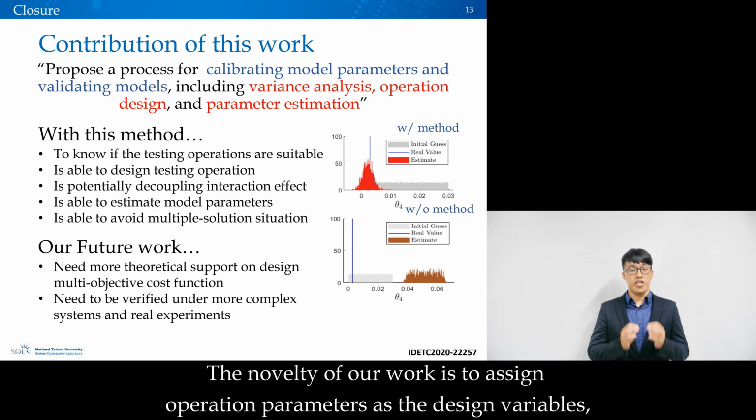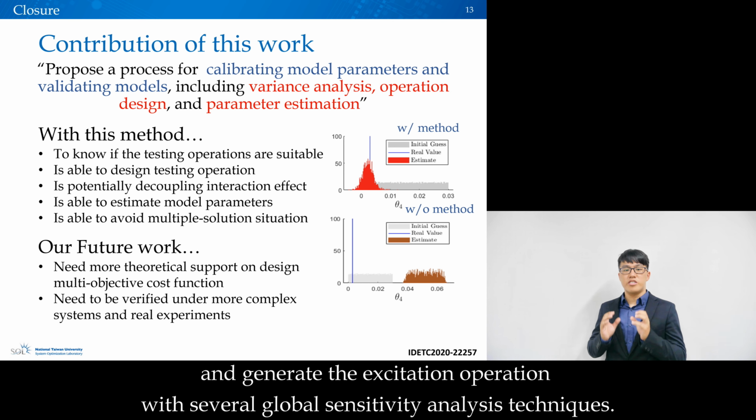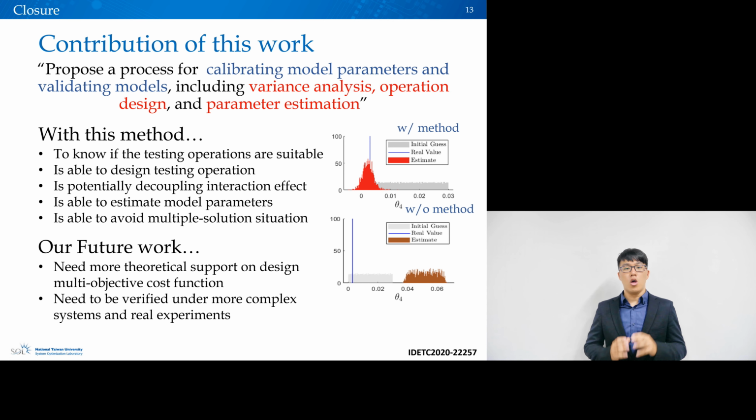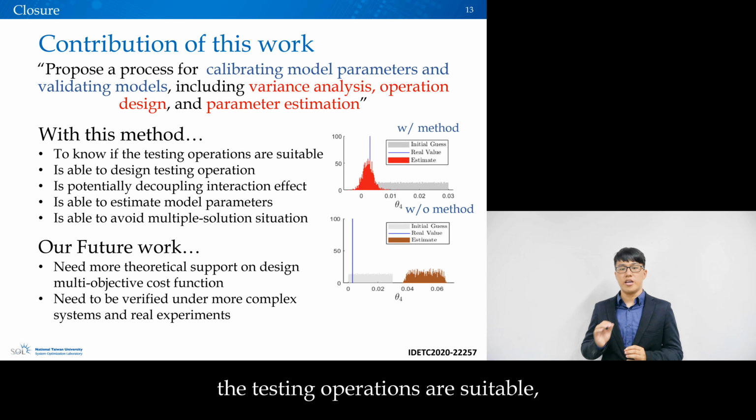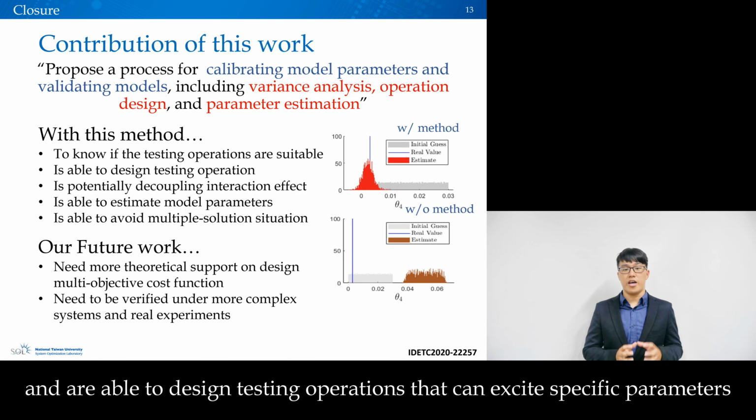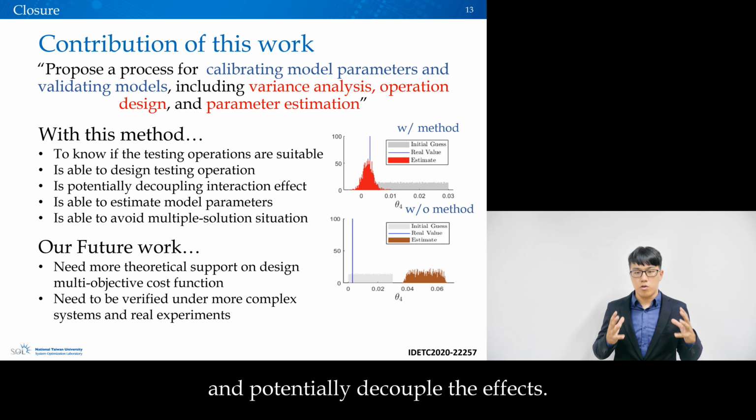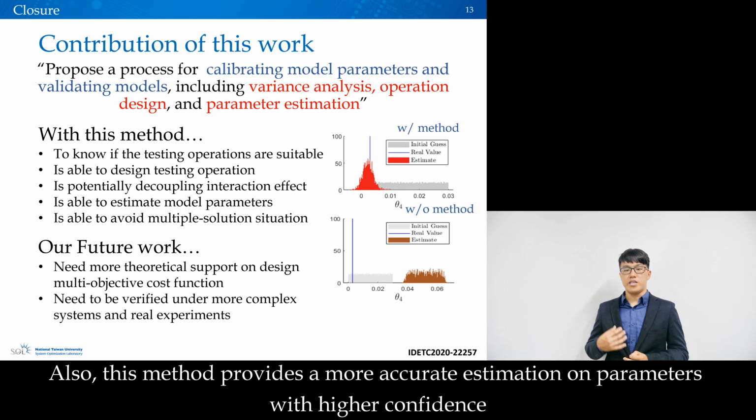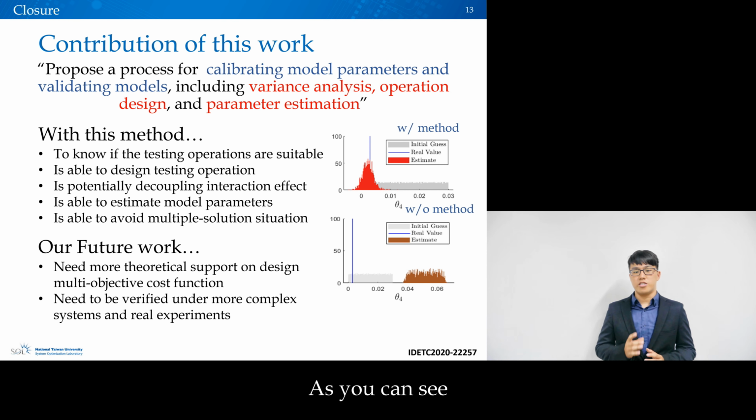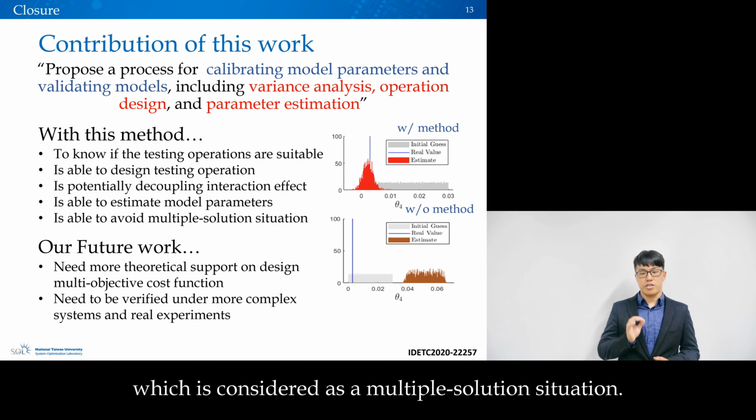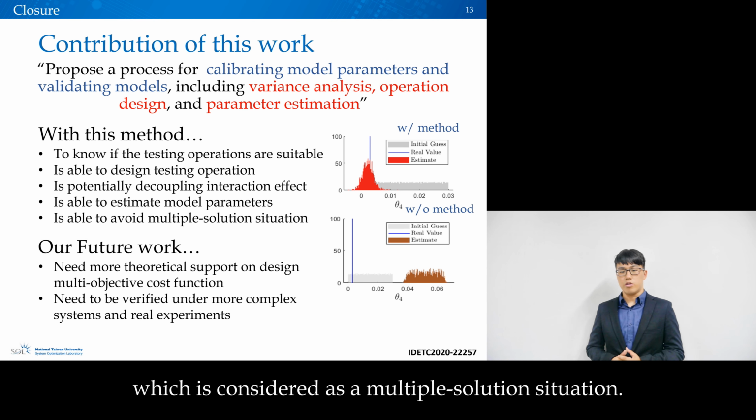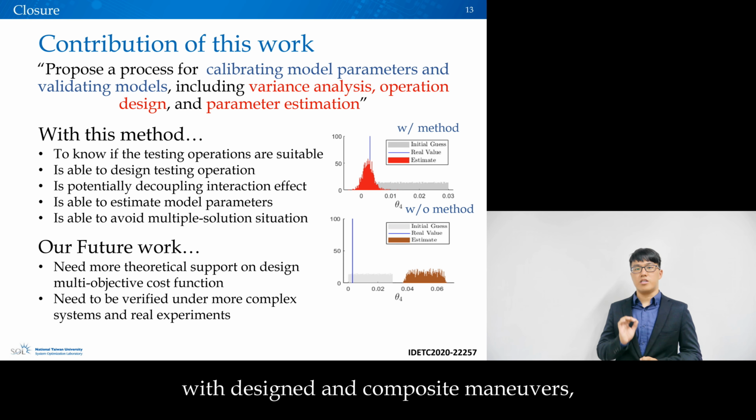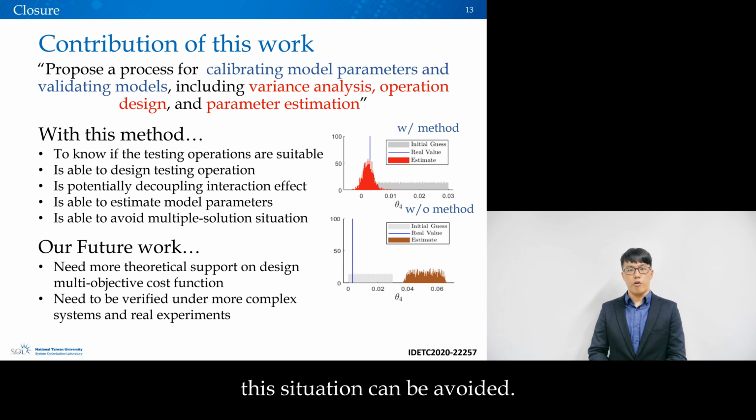The novelty of our work is to assign operation parameters as the design variables and generate excitation operations with several global sensitivity analysis techniques. With this method, we are able to know if the testing operations are suitable and are able to design testing operations that can excite specific parameters and potentially decouple the effects. Also, this method provides a more accurate estimate of parameters with higher confidence and smaller deviation. As you can see from the comparison in this figure, which is considered a multiple solution situation, we believe with designed composite maneuvers, this situation can be avoided.